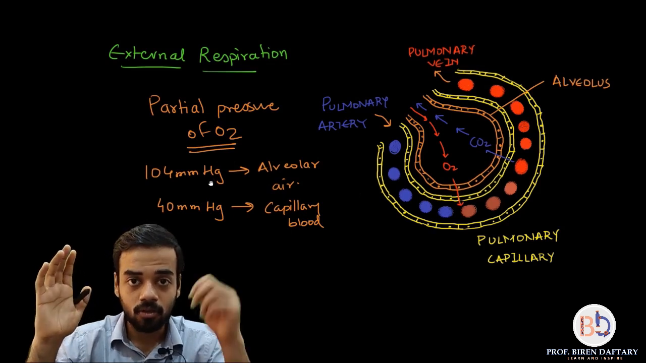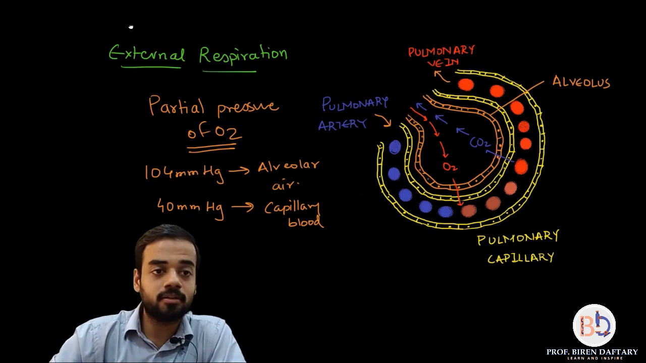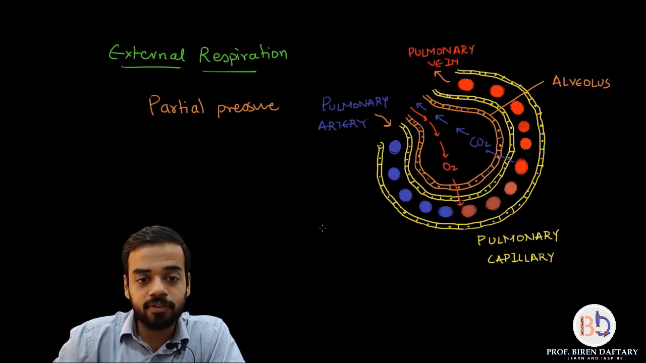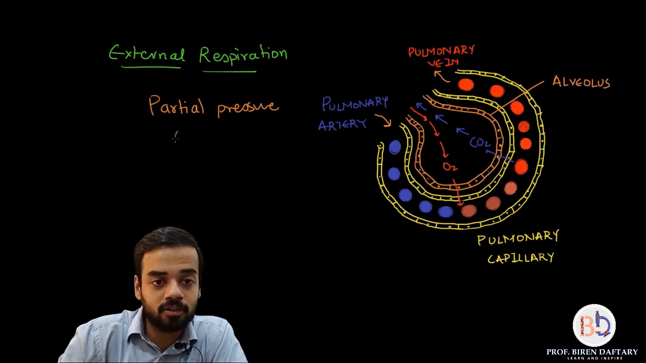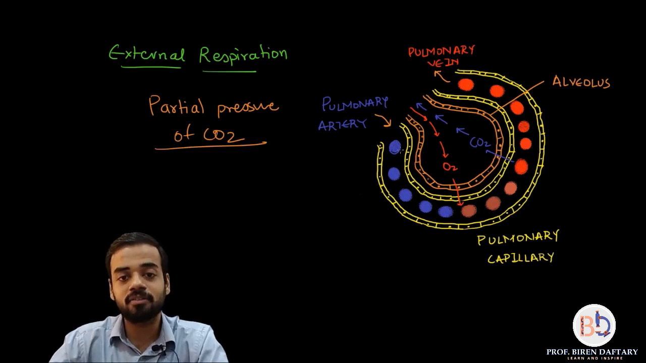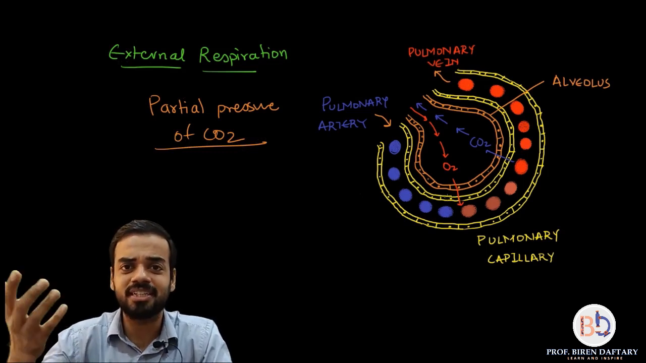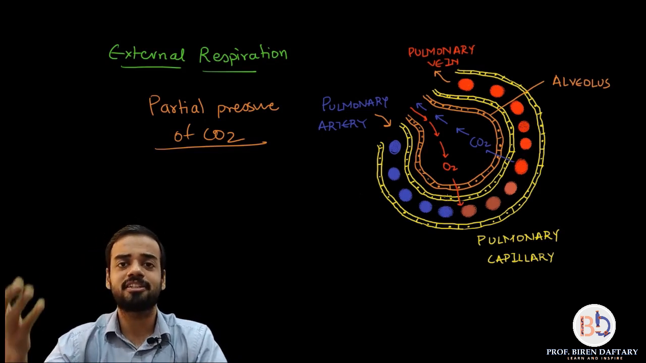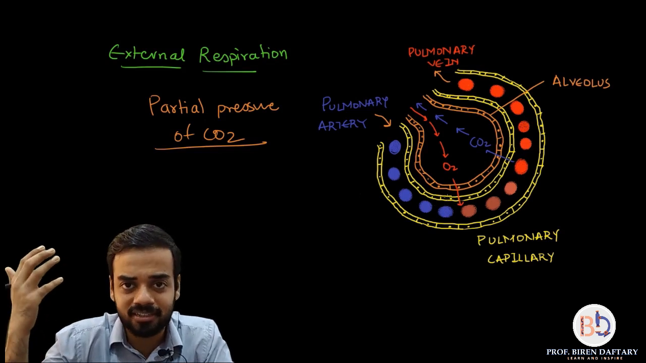Is this clear? Okay. Now let us come to the movement of carbon dioxide. So again we use partial pressure, but now instead of oxygen I am going to use carbon dioxide. Now carbon dioxide is present in this blood which is coming from the pulmonary artery. It is the deoxygenated blood. Obviously it will have carbon dioxide also, because the respiration reaction produces carbon dioxide as a byproduct.